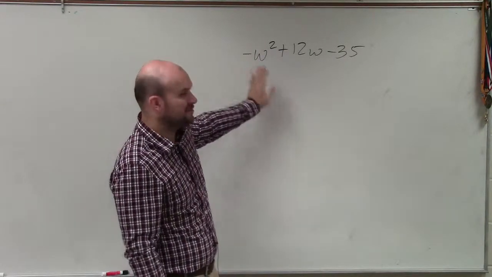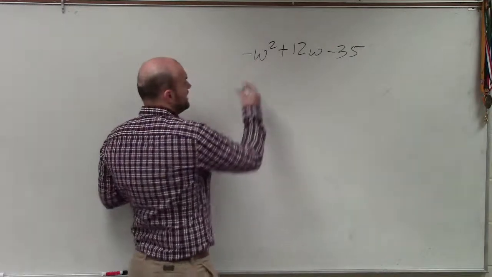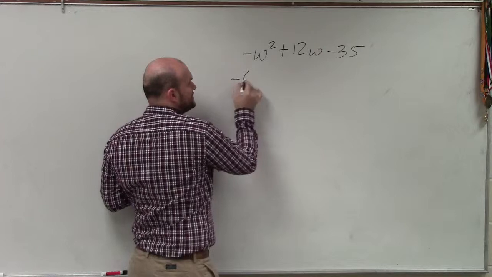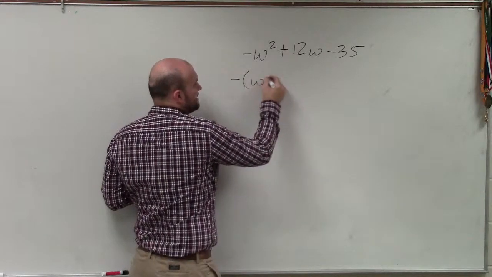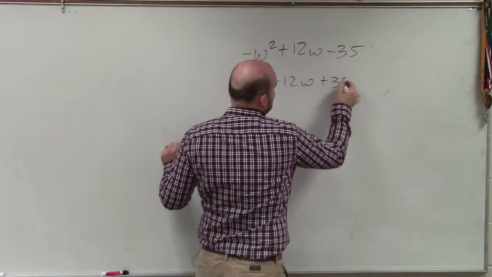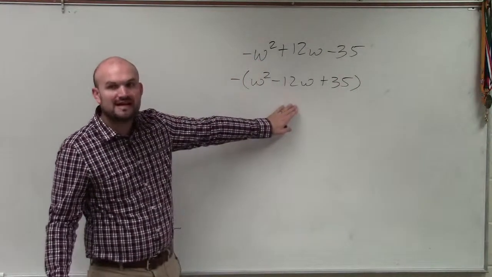However, what I always like to do is have my w squared being positive. So what I'm going to do is factor out a negative 1. By factoring out a negative 1, I now turn that to a positive. This now turns to a negative, and then that's a positive. Okay? Then I can further factor this down.